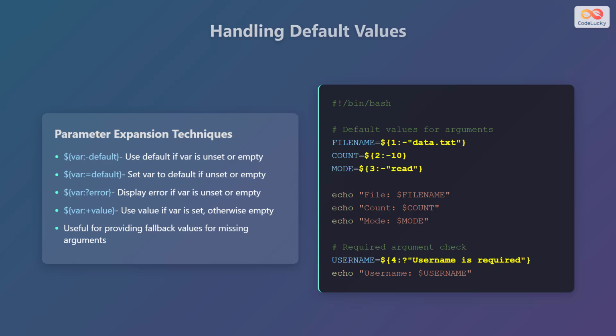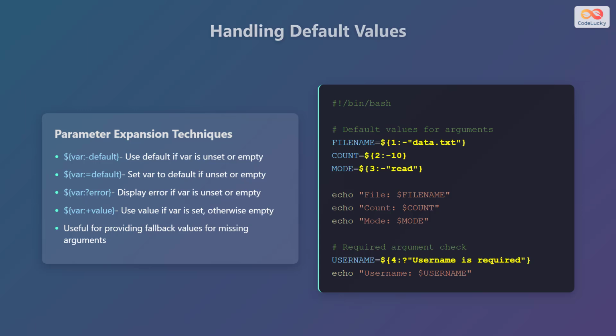The third is ${var?error message}. It displays an error message if var is unset or empty. And finally ${var+value}. It uses value if var is set, otherwise it expands to empty. These techniques are particularly useful for providing fallback values when optional arguments are not provided.